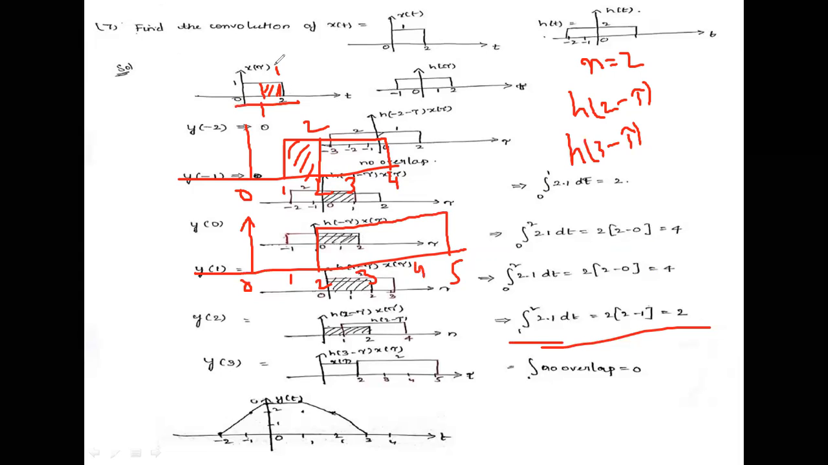In the 0 to 2 range, the magnitude is 1 for one signal, but for the other the value is 0. There is no value in the 0 to 2 range. When you multiply these two, you get 0. So no overlapping occurs, and the value of y of 3 is 0.